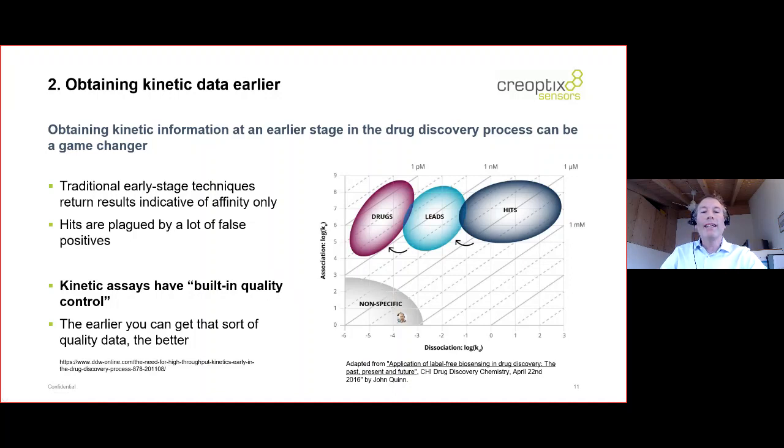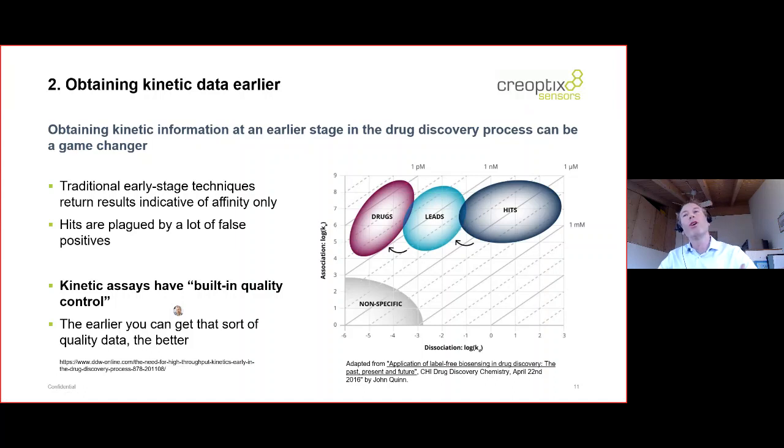And if you now only look at affinity, hits can often not be distinguished from these non-specific binders. And kinetics provides just much richer data where the two can clearly be identified. So in a sort, kinetic assays have a built-in quality control, and in a nutshell, the earlier you can get that sort of quality data, the better.